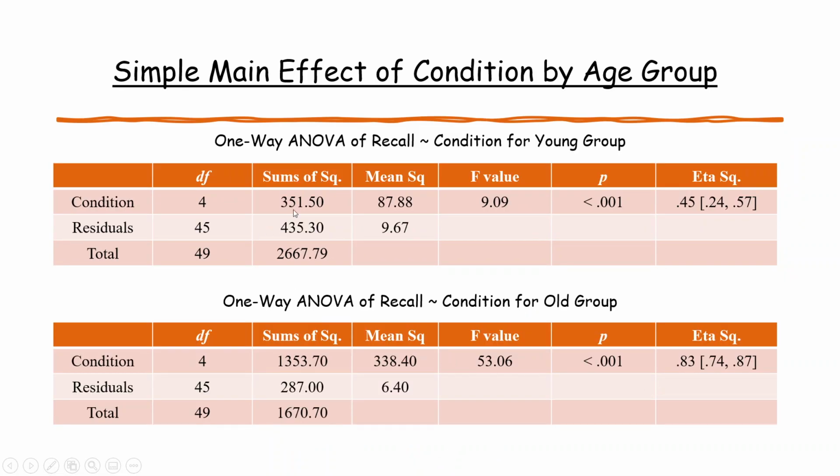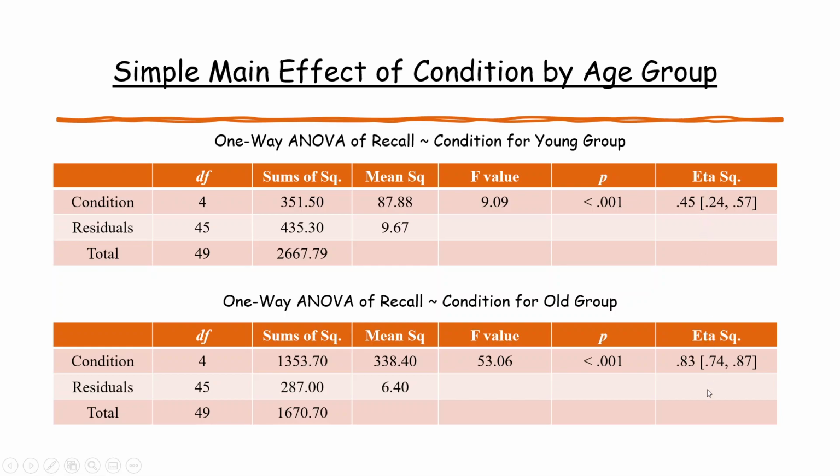Okay, and so this is how we would display the results of these simple main effects tests that we looked at earlier. We're just going to make another table, but now it's basically just a one-way ANOVA of recall by condition for the young group and recall by condition for the old group. This is just the output of the simple main effects models that we looked at in R, where again we're looking at the effect of condition upon the number of words recalled for the young folks and for the old folks. And like we said before, we see that our F value is larger for the older group and the eta squared is much larger for the older group, right?